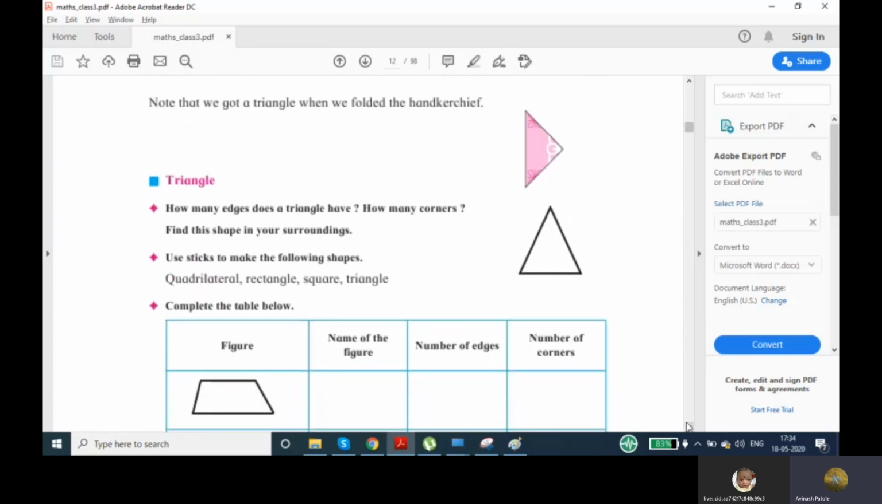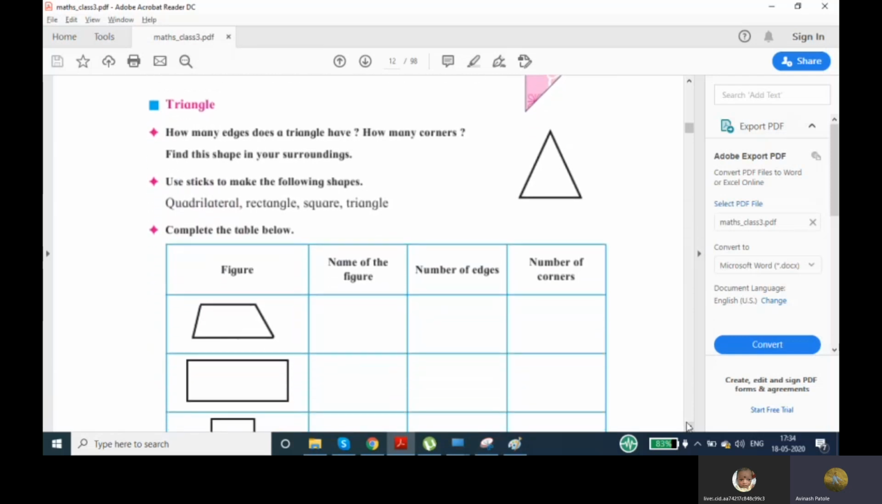Note that we got a triangle when we folded the handkerchief. So triangle. How many edges does a triangle have and how many corners? Find the shape in your surroundings. So we can see there are many things which are triangular. You can look around your house and see many things which are triangular. You can take your parents' help to understand what things are triangular in shape in your house. So here is how a triangle looks, and it has three edges, 1, 2 and 3, and it has three corners.